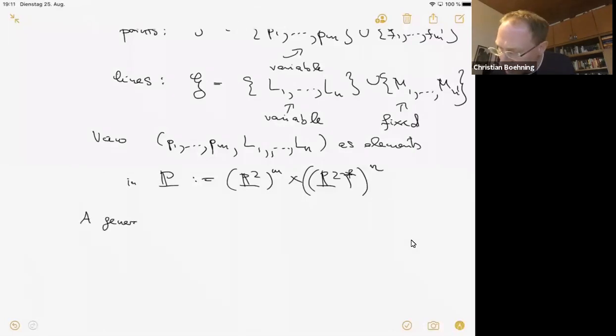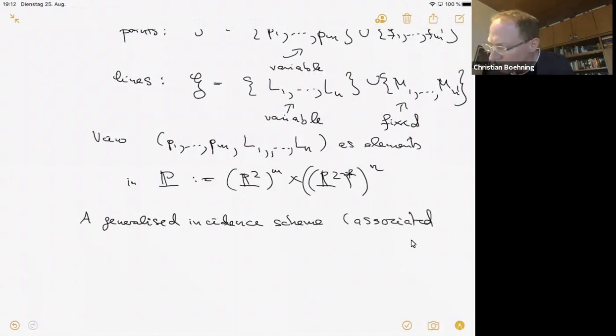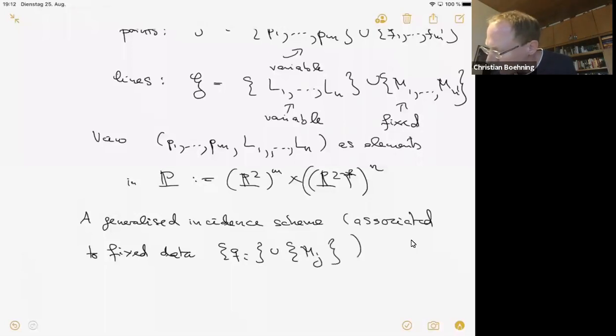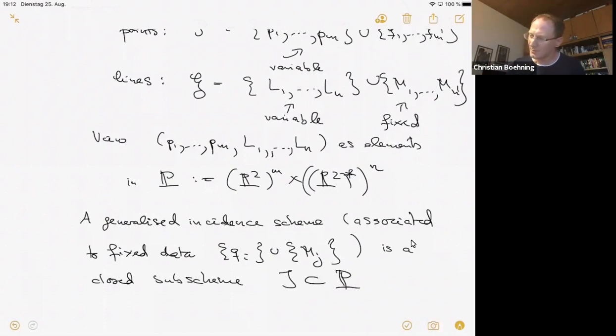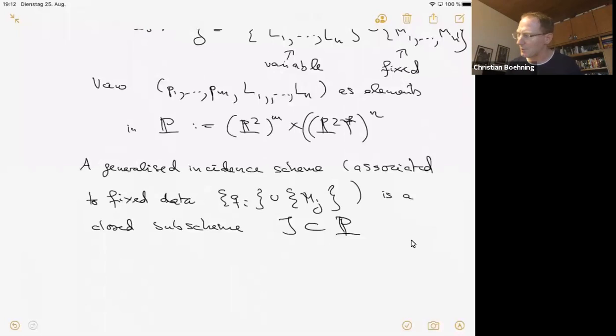A generalized incident scheme, associated to fixed data, the Qs and the lines Mj that are fixed beforehand, is a closed subscheme I in this projective space, parametrizing the variable points and variable lines, defined by equations of the following type.